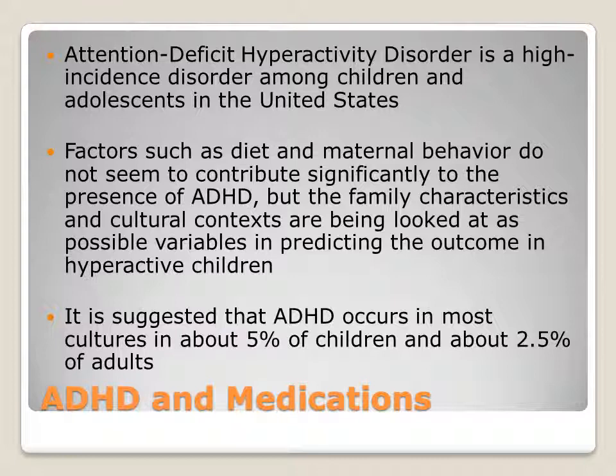On the last slide of the slideshow, there are links discussing different topics within ADHD. The first two links discuss diet and parent opinions about how diet affects ADHD. It is suggested that ADHD occurs in most cultures in about 5% of children and about 2.5% of adults. Of this 5% of children, it's estimated that 66% of them take medication.